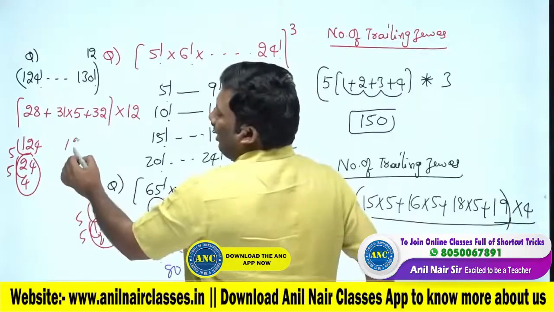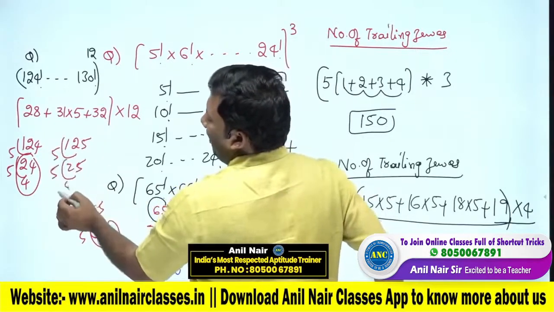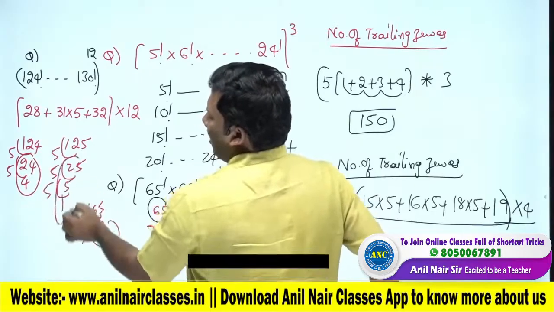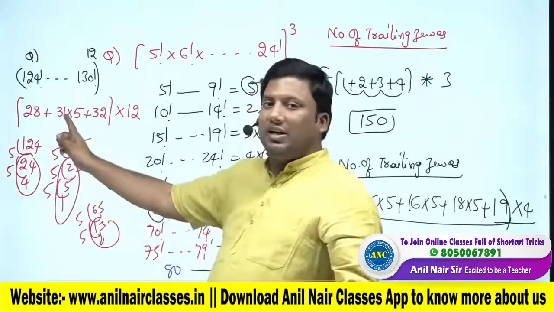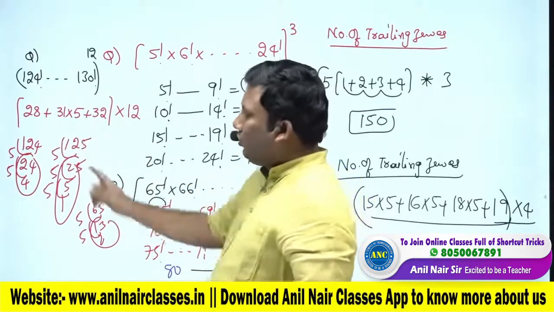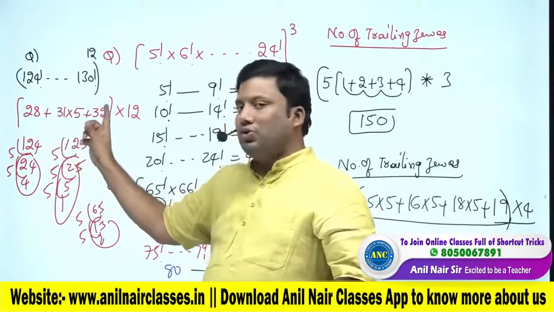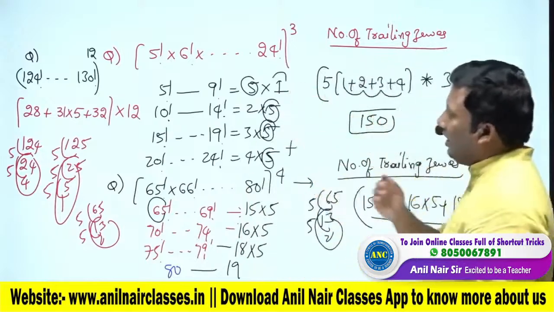For 125 factorial, 125 will be 5 25s, 5 5s, 5 1s. It is 31. 125 to 129 gives 31. Plus 130, it is 32. So 28 plus 31 into 5 plus 32. Idea clear? Very, very easy question, sir.